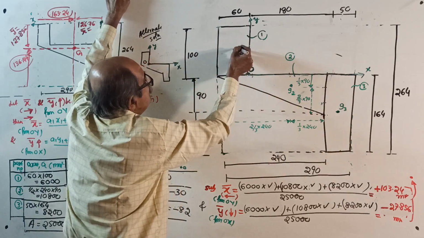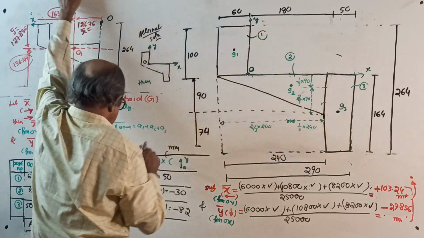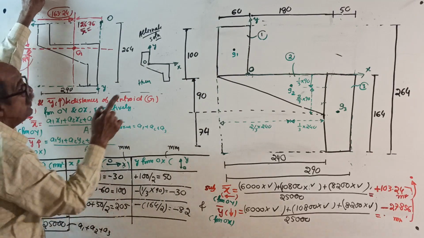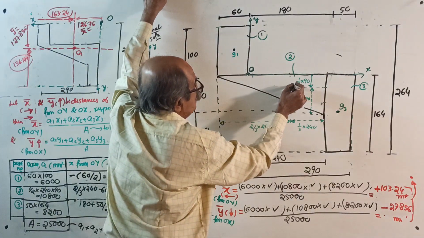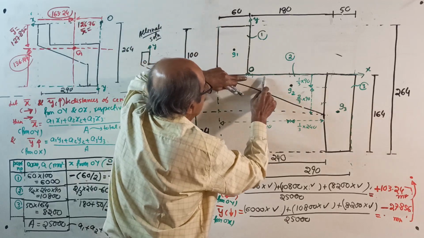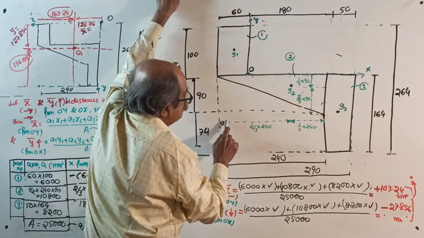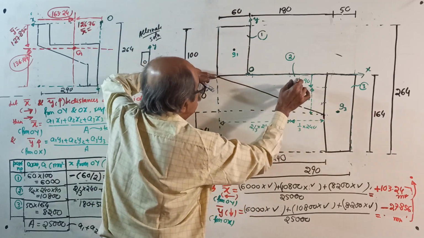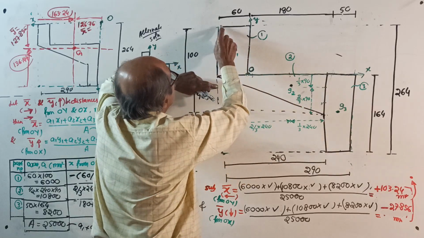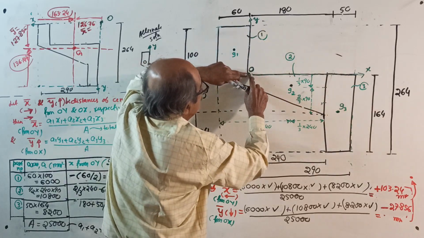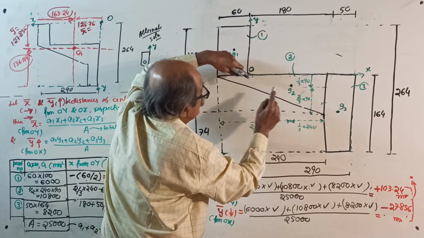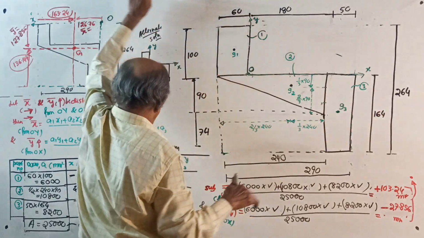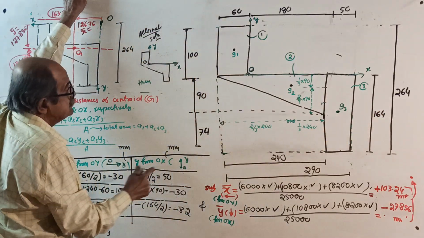So you should take this distance as 60 by 2, but with a minus sign, minus 30. Whereas X2, see here, from here to here, how to get it? This is 2/3 of 240. From here to here is 2/3 of 240. Subtract 60. From here, you will get 2/3 of 240 minus 60, which will come to the right side only. Therefore, positive.